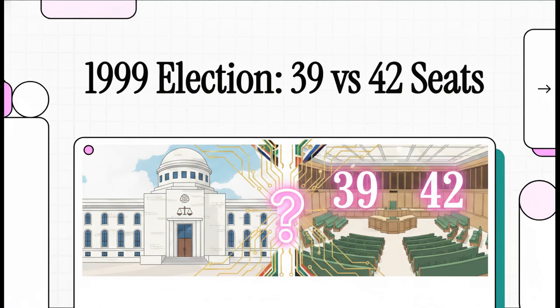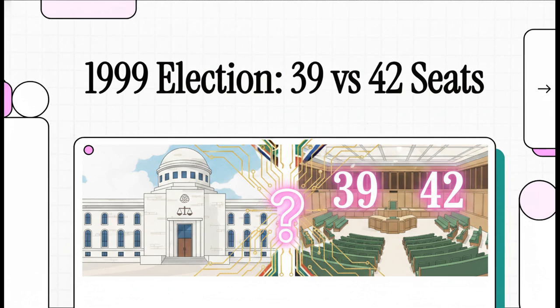Okay, let's jump right into a fascinating legal mystery from 1999. The South African Constitutional Court had to solve a high-stakes math problem literally days before an election. Welcome to The Explainer.